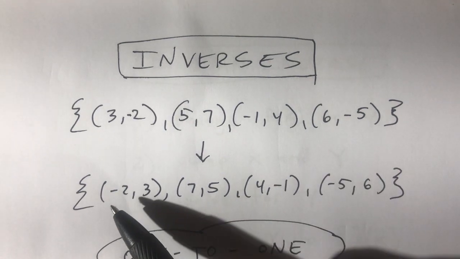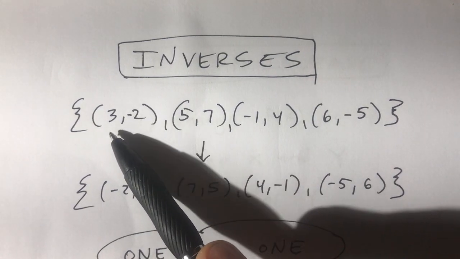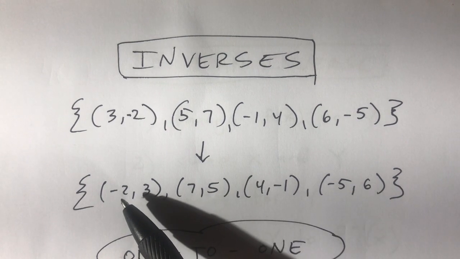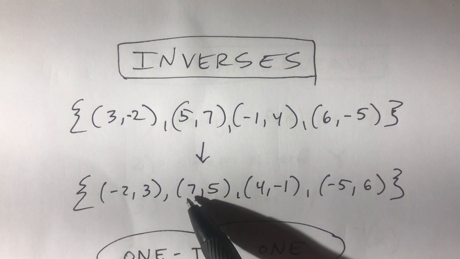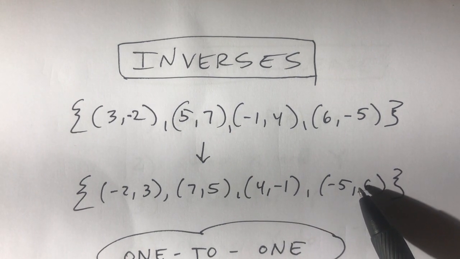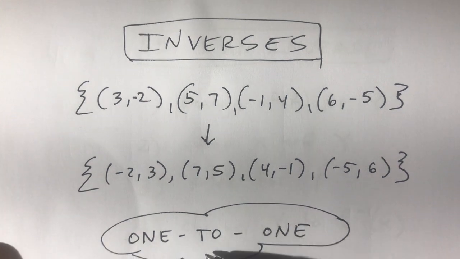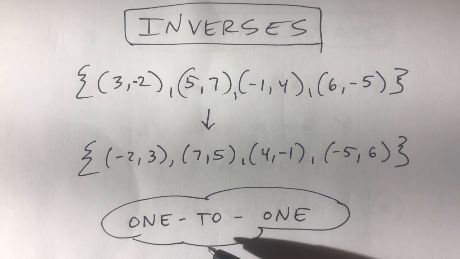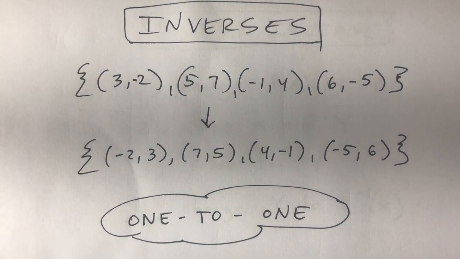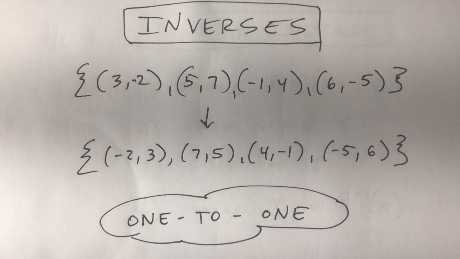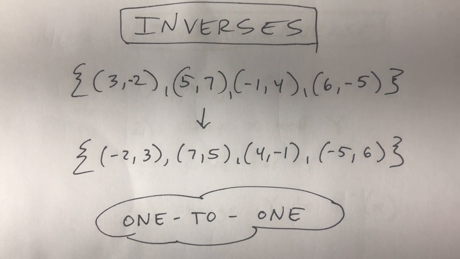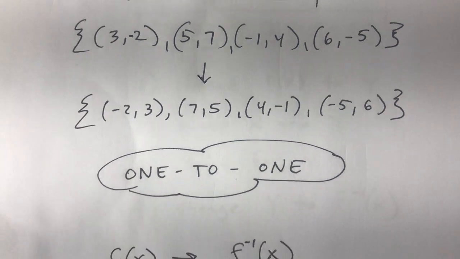Okay, well right here, this is the inverse. And if you notice, the x's and y's are switched. Okay, now in this one, each x only has one y. So this is a function, which means these are 1 to 1, which means each x has only one y and each y has only one x. So functions have to be 1 to 1 to have an inverse.